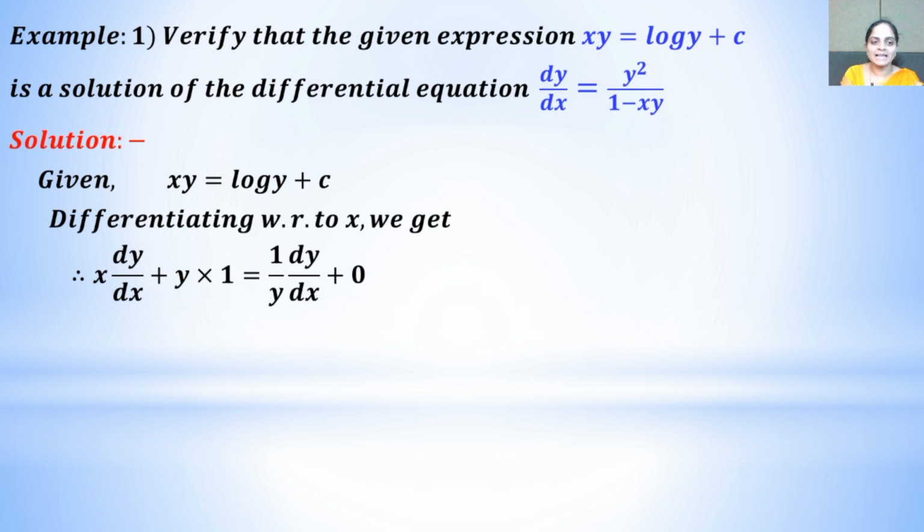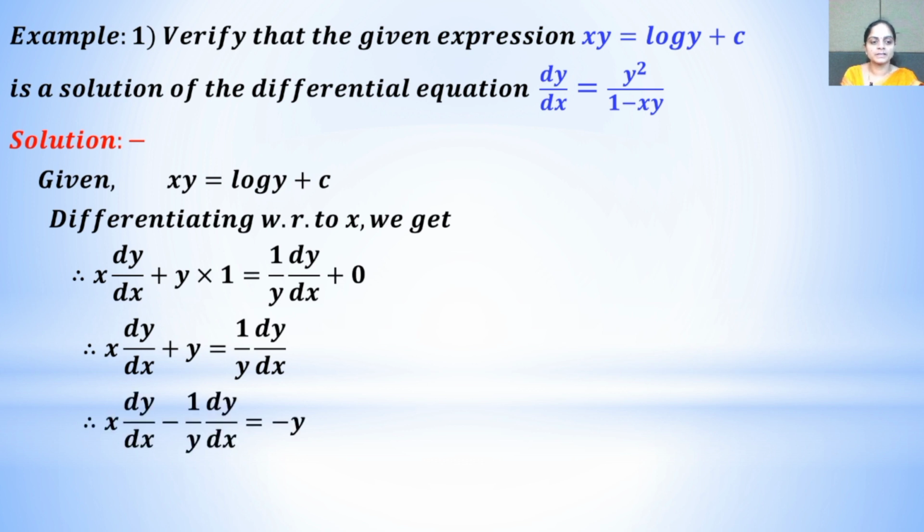Therefore, x as it is, derivative of y is dy by dx, plus y as it is, derivative of x is 1, equal to derivative of log y is 1 upon y into dy by dx plus derivative of c is 0. Therefore, x into dy by dx plus y is equal to 1 upon y into dy by dx. Take the terms which contain dy by dx on the LHS. Therefore, x into dy by dx minus 1 upon y into dy by dx equal to minus y.